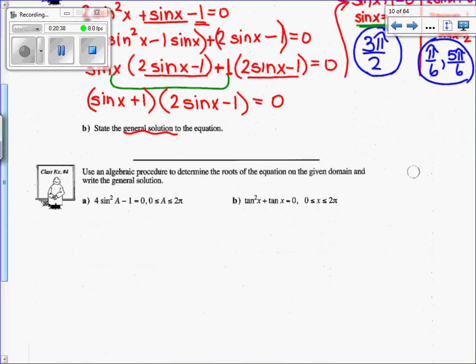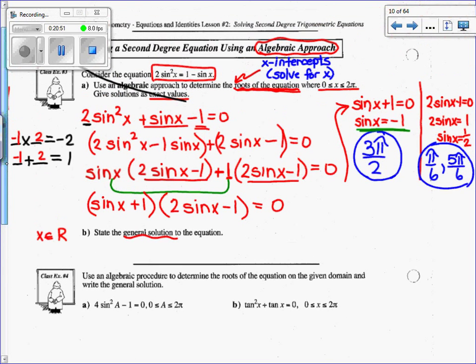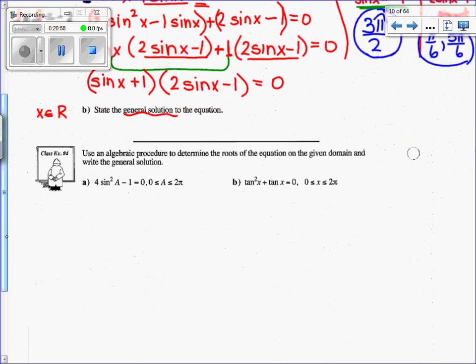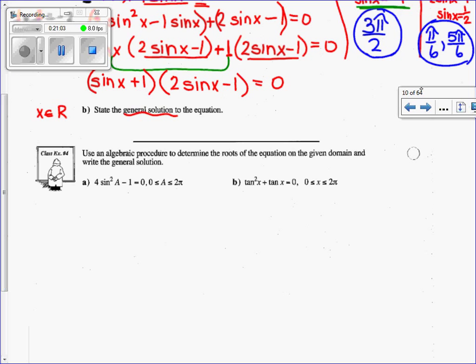So remember from the last lesson, this means for all of the values of x that would possibly answer this question. So in this case, this is a sine function, right? So when it is sine, we know that its period is 2 pi. So that means we're just going to take each of these solutions that we got, 3 pi over 2 and pi over 6 and 5 pi over 6, and we're just going to add multiples of 2 pi to it.